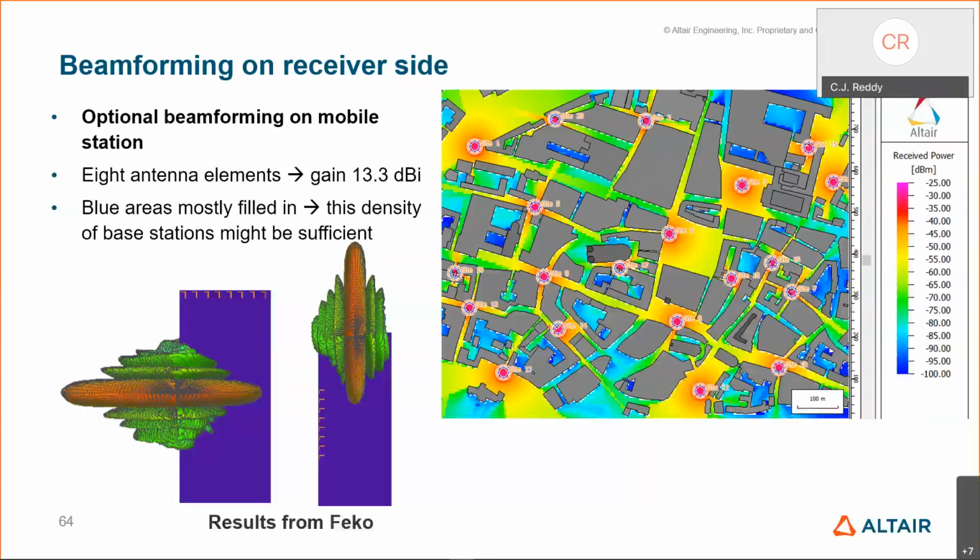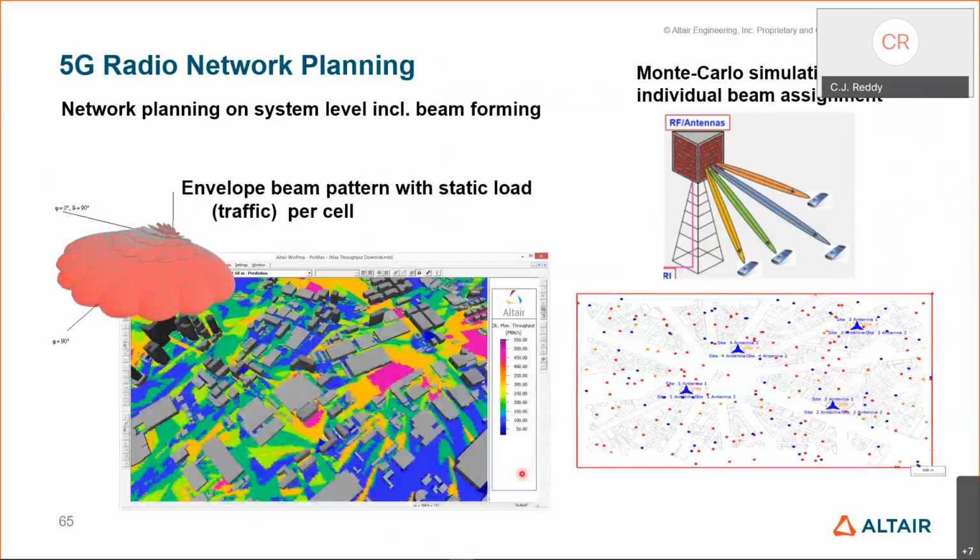So then again, in the beamforming, you have multiple beams, but also you can use what's called an envelope beam pattern, where there are static loads, that is, constant traffic. This is the communication load that we'll have on those things. This analysis can help you when you have static load, what would be your connectivity rates and those kinds of things.